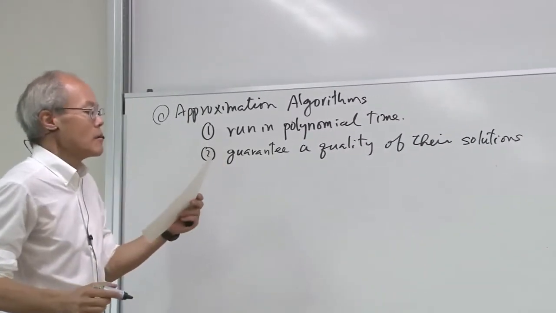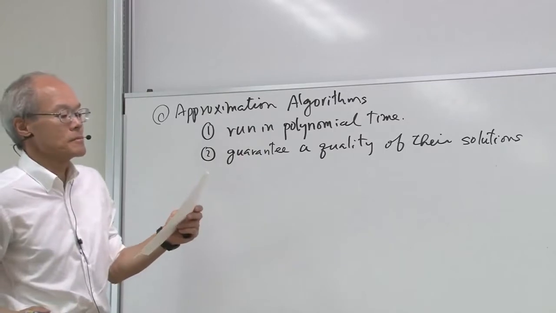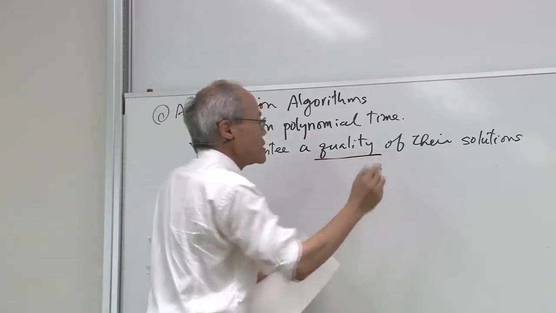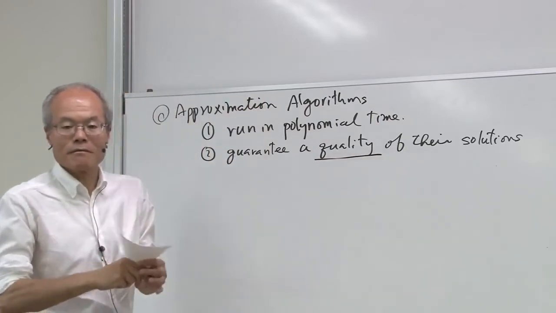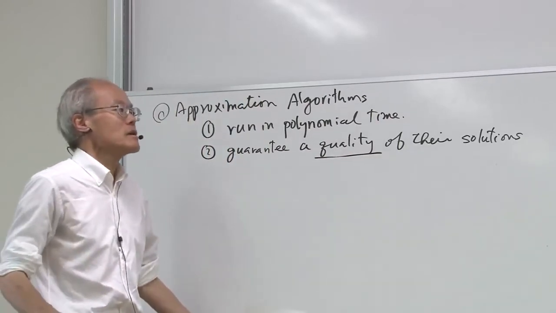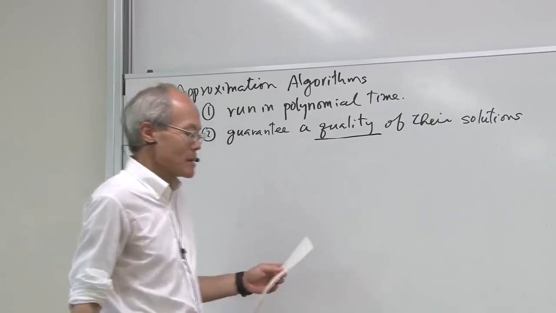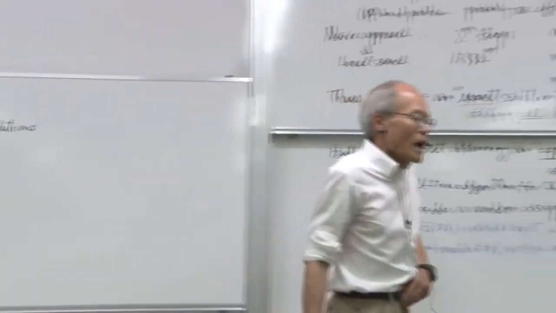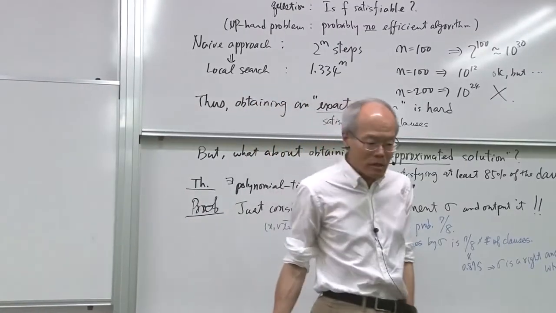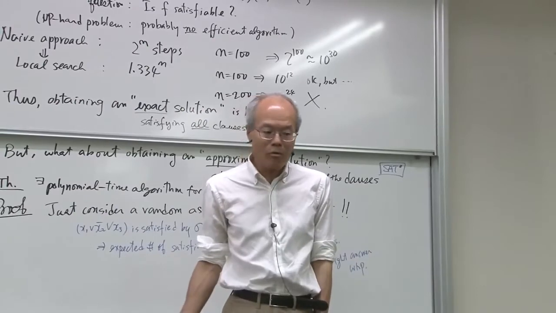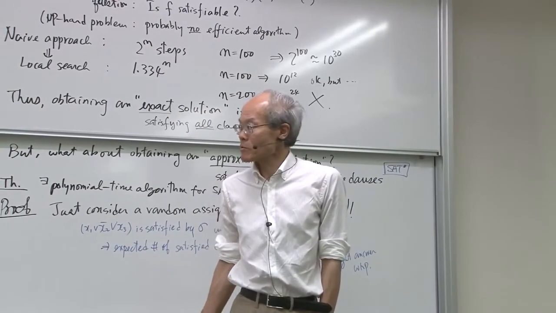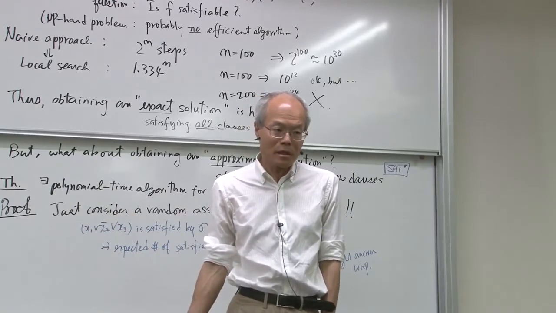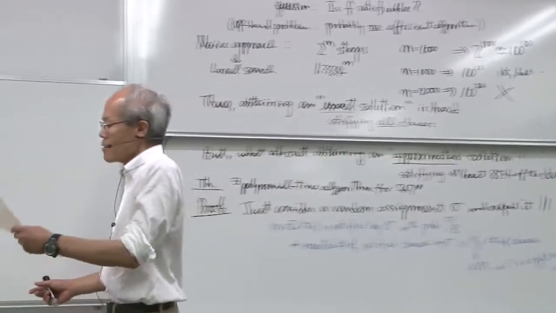Guarantee the quality of their solution. Okay. So of course, we need some measure for the quality of solutions. Actually, we did the same thing for online algorithms. In the case of online algorithms, the quality is given as a competitive ratio, right? Okay. Now we introduce almost the same thing.